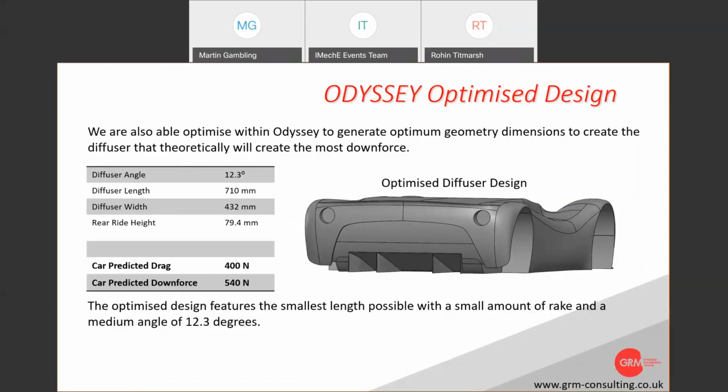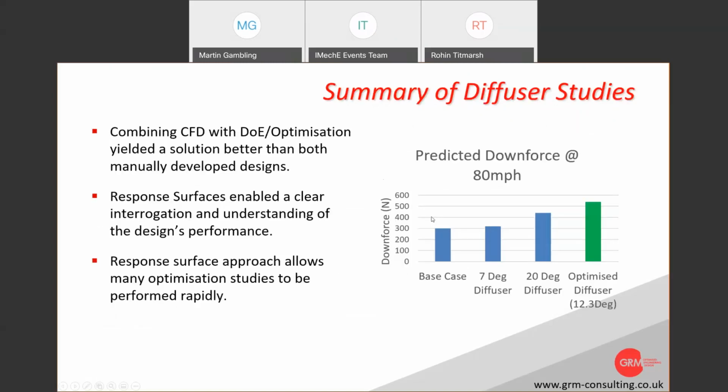So where's the minimum on that multi-dimensional response surface? In this case, the simulation of a solution was to give us a diffuser angle of 12.3 degrees. And you see length 710, width 430, and a ride height of just short of 80 millimeters at the back of the vehicle. So that's what we got. And you can see just a little bit, the base car was giving us about 300 newtons of downforce, so it's not a heavy downforce vehicle, just to be clear.